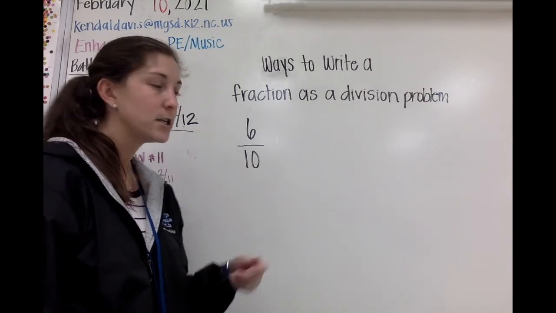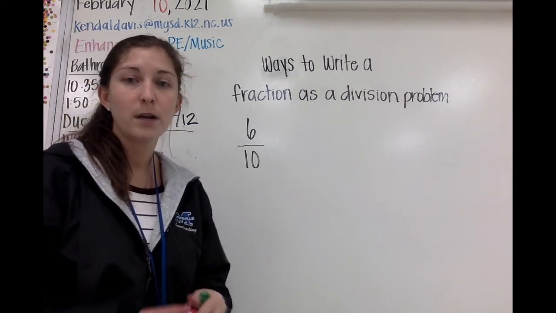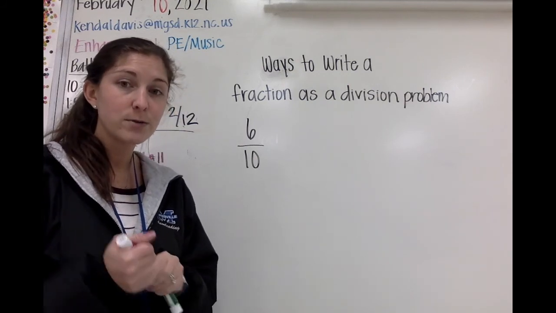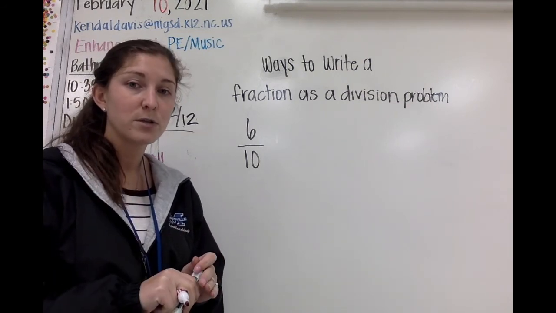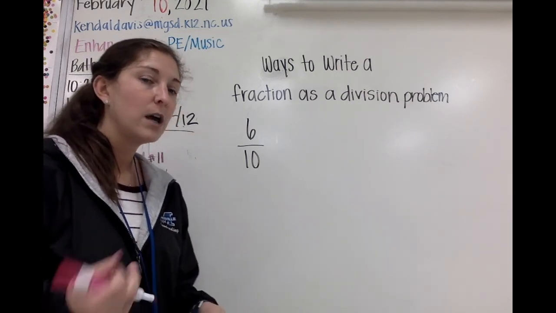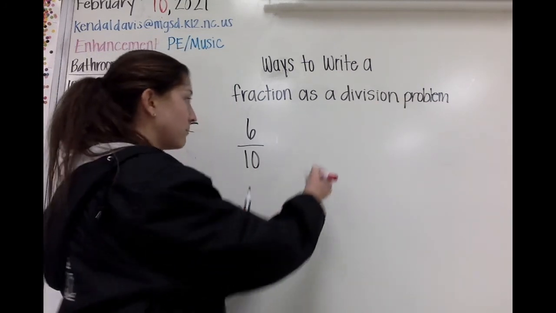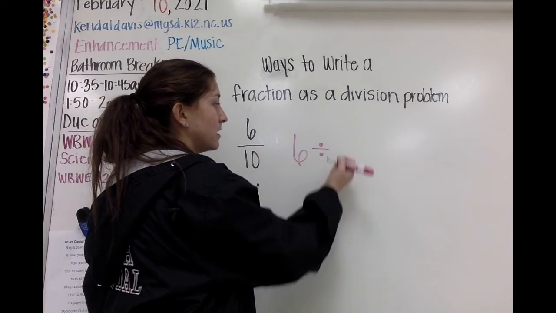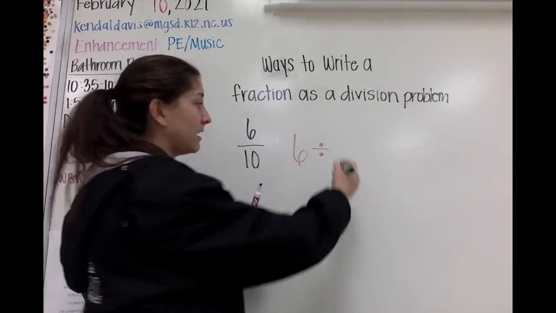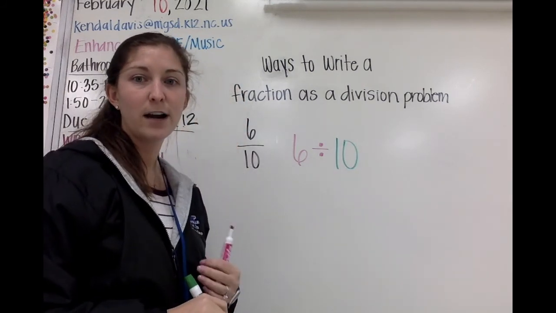Obviously, you guys know that the 6 is going to be the numerator and the 10 is the denominator part of our fraction. But I can also take this piece and have each of those numbers represent a part in a division problem. If I was going to write this as a division problem, I would need to write the 6 first, the division sign, and then the 10. So I would write that as 6 divided by 10.